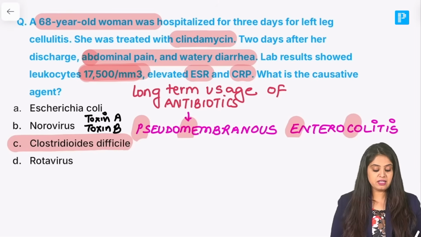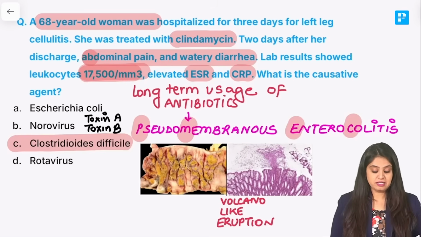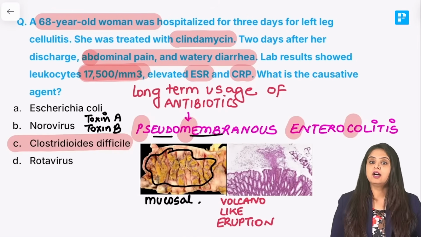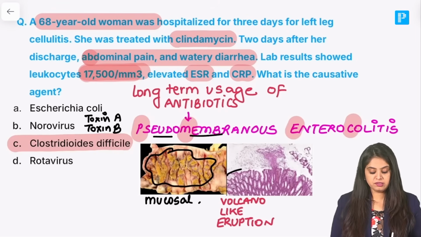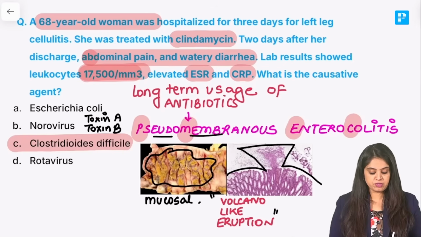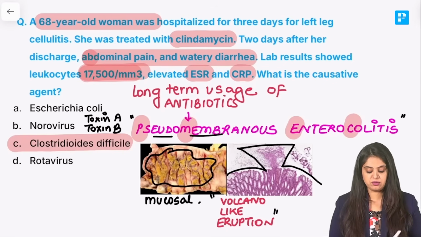Then they will ask you the respective images. If you call it pseudomembranous, then membrane, you can see the dirty yellow membrane, and that is usually seen on the mucosal aspect of the intestine. Along with that, microscopically, you see the classical volcano-like eruption. So basically, the tissue is dying or becoming necrotic, and that looks like lava bursting from a volcano. Volcano-like eruption is a very important question for pseudomembranous enterocolitis.